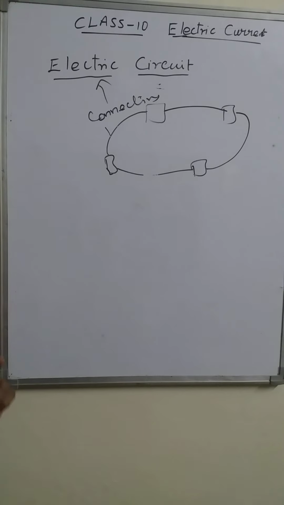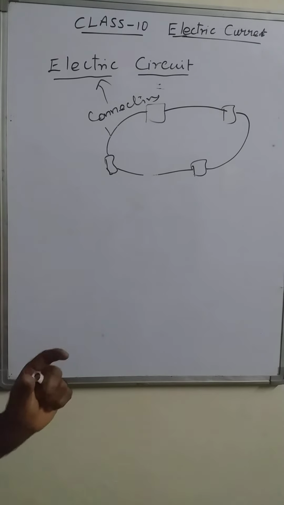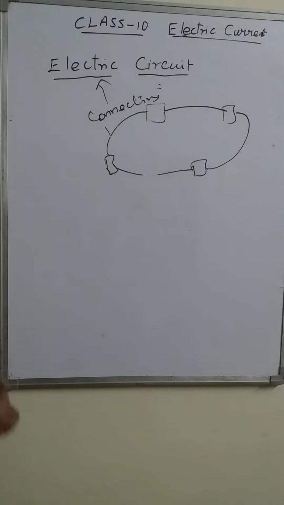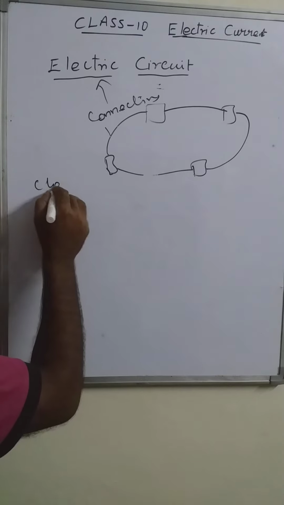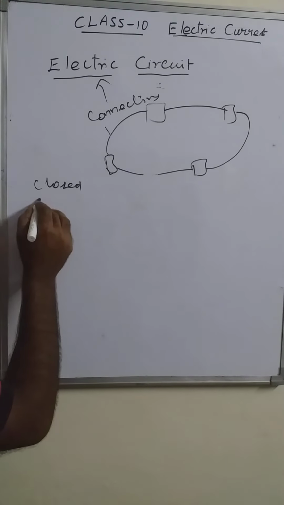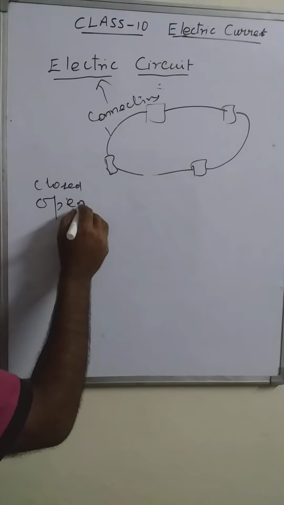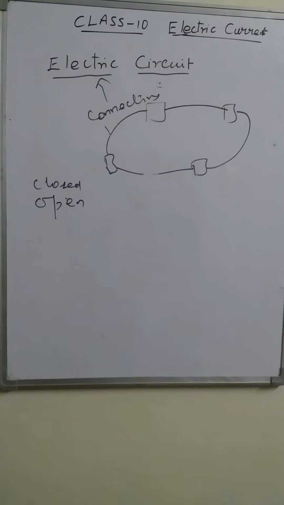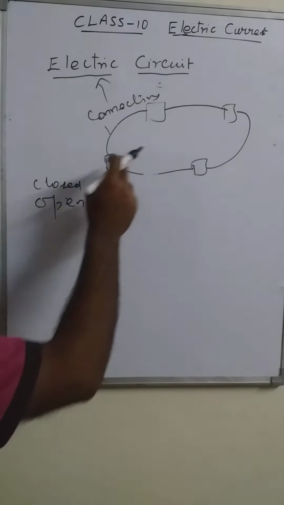So simply we can define it as a path through which electric current flows, which contains many electrical components. The path may be closed or open. If it is closed, we say it is a closed circuit. Open, open circuit. That's all. Now for the flow of current.